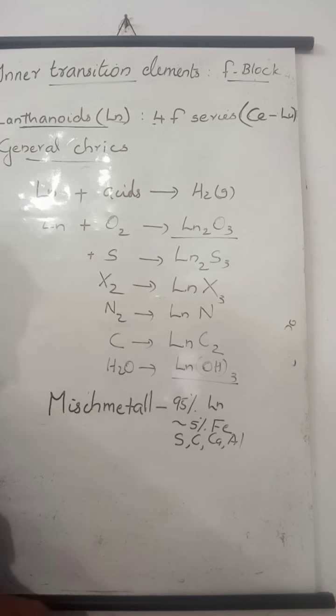Some lanthanide oxides are used as phosphors in television screens and other fluorescent surfaces to produce light. These are also used for the production of alloy steels for plates and pipes. Uses of lanthanoids.